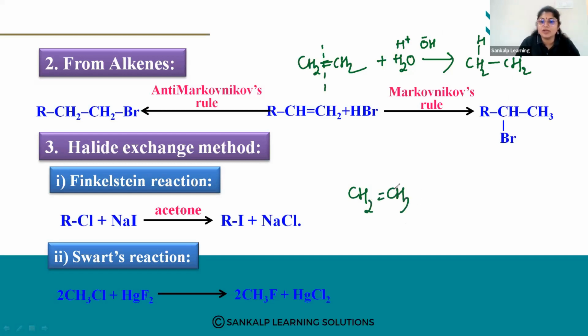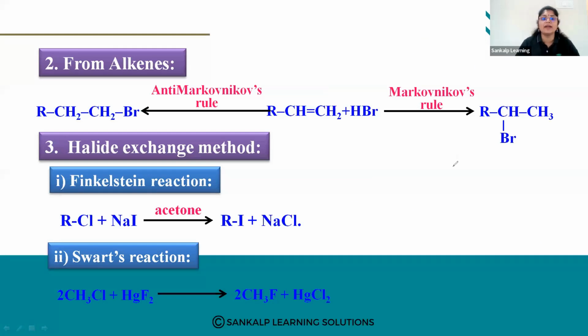Suppose I take one more, HBr. HBr is split into H plus and Br minus. So how will you get the product? I can add Br here and I can add H here. So this is the product. Whenever you have a symmetrical alkene, it can add up anywhere.